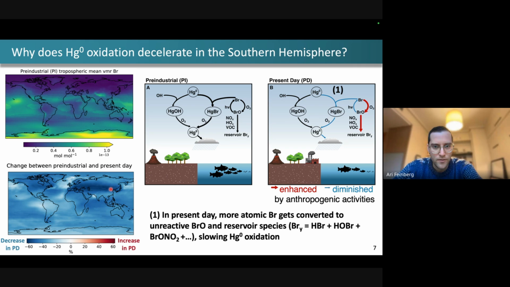And this is because you have more ozone. And so the ozone will convert atomic Br into BrO, as well as you have more anthropogenic contaminants that will convert this BrO and Br into reservoir BrY species. And so basically what's happening here is that this bromine is being pushed more into unreactive species and away from this Br, which would react with the elemental mercury.